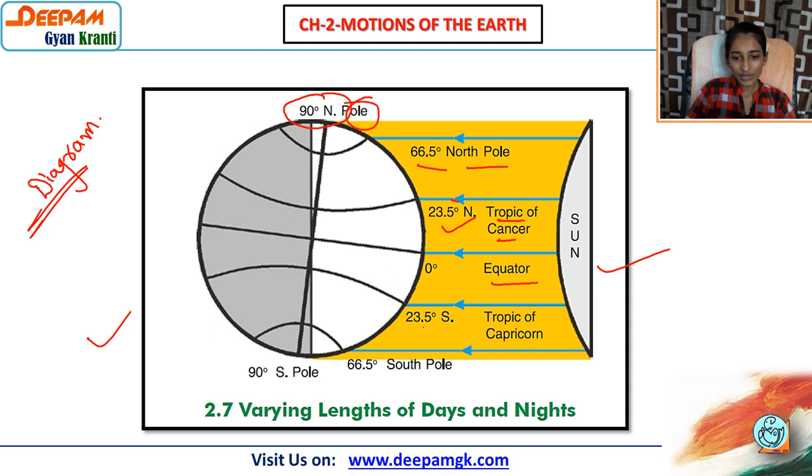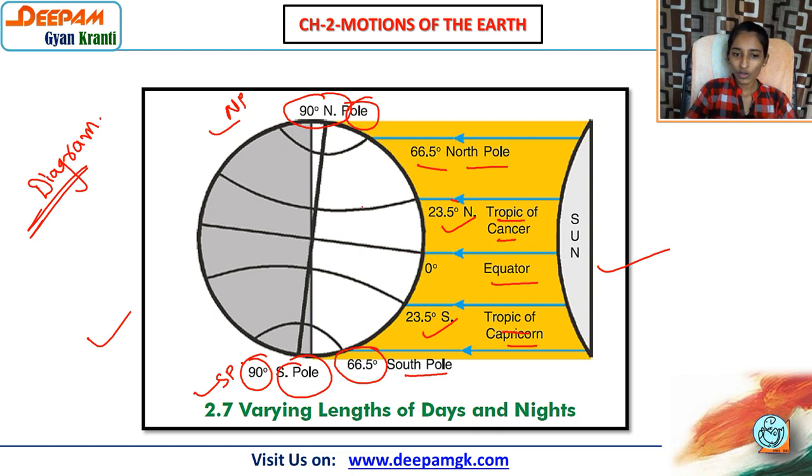On the downside the same thing: 23.5 degree south is the Tropic of Capricorn, 66.5 degree is the Antarctic Circle, and here 90 degree is the South Pole. So both the poles are there. This one is our North Pole and South Pole, or you can consider them as the Northern Hemisphere and Southern Hemisphere.